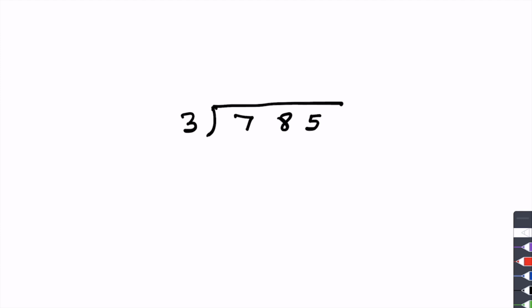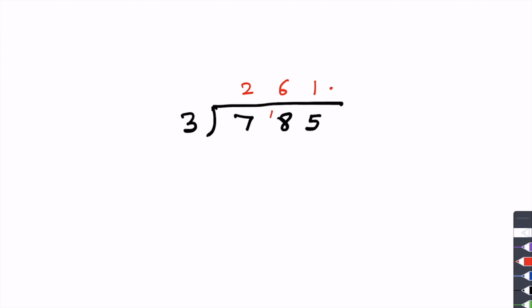So far, all the answers we've had have had remainders, which we've denoted with an R. Now we're going to look at how to write them as decimals. So 3's into 7 go 2. 2 times 3 is 6, carry the 1. 3's into 18 go 6. 6 3's are 18, nothing left over. How many 3's in 5? 1. Well, 1 times 3 is 3, and I've got 2 left over now.